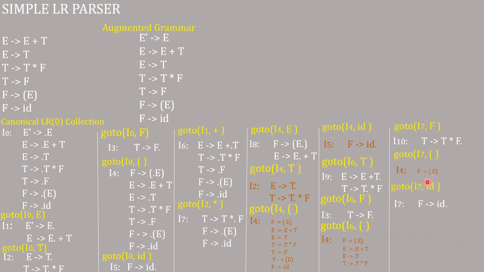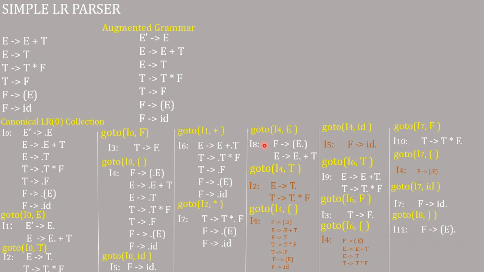The next one is I7 comma ID. When you define the function, what happens? We'll be just shifting the dot symbol after ID. In this rule, we shift the dot symbol after ID, so F tends to ID dot. Even here it is I5. I just named it I7, but it is I5. Students, it is I5. Fine. Then we have defined it for all the productions in item set I7.